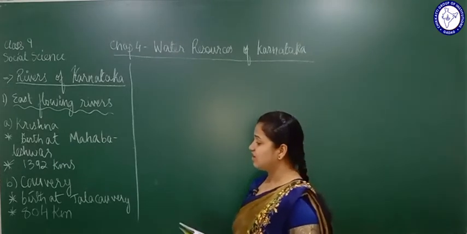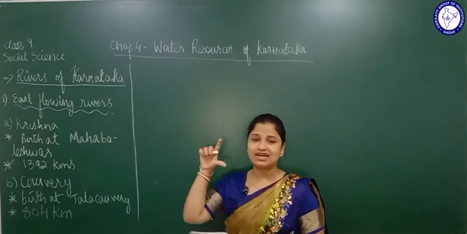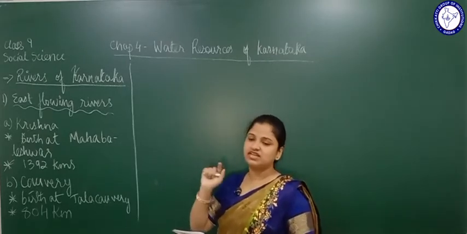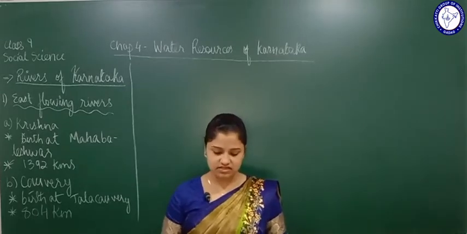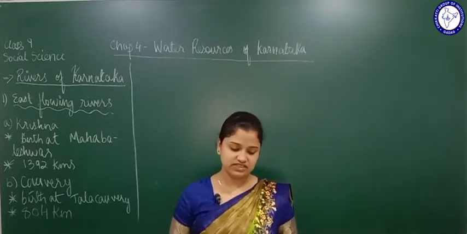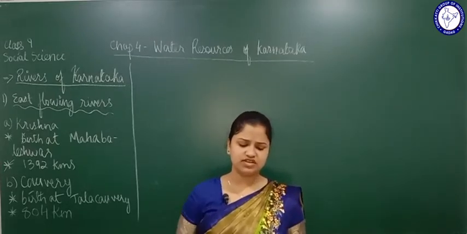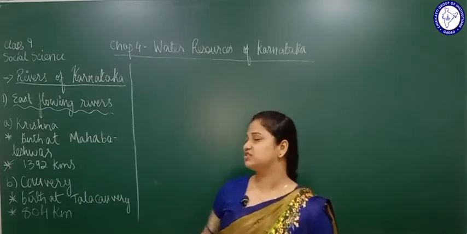So totally it covers a distance of 804 kilometers. But if you consider only Karnataka, it flows for 380 kilometers only in Karnataka. Again, the Kaveri river also has n number of tributaries. Different tributaries names are given here in a textbook. You remember them. Also, what are the uses of the Kaveri river?